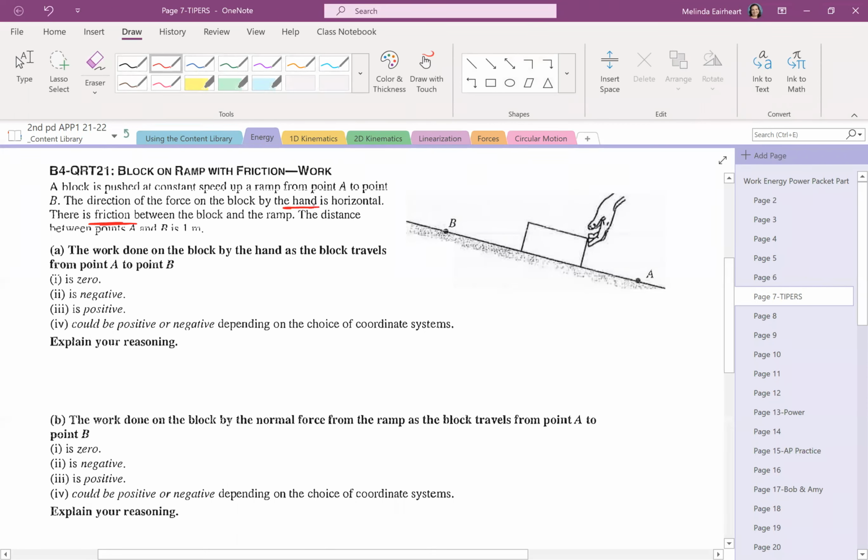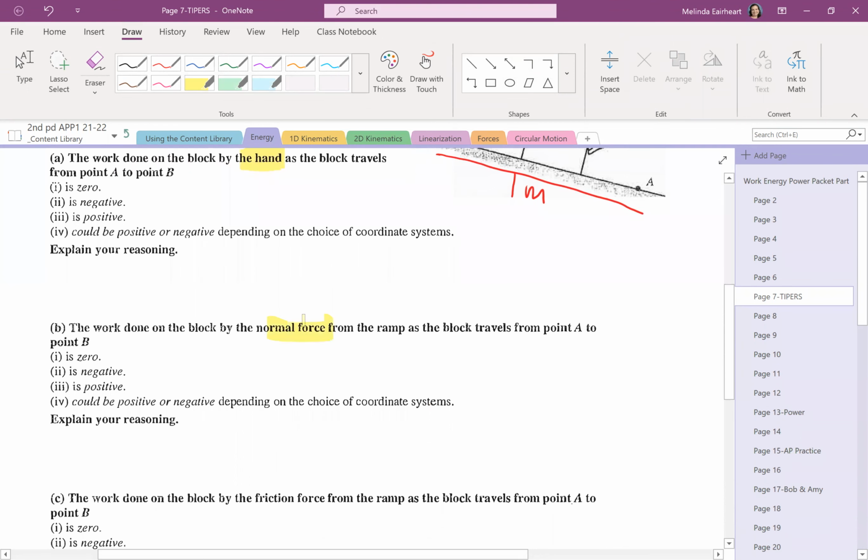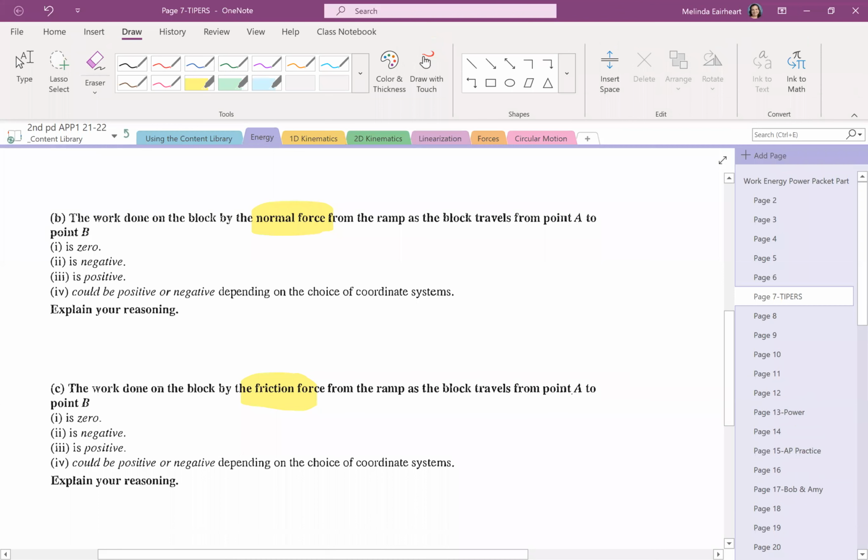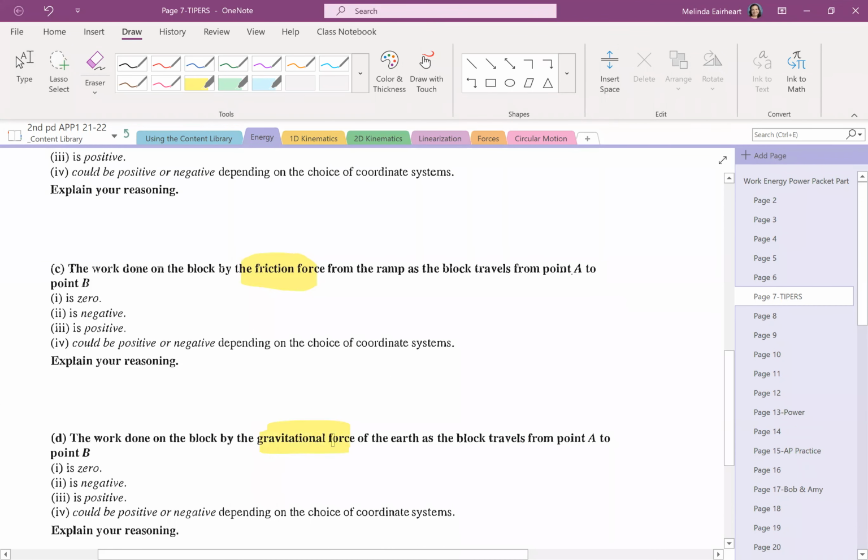We got an applied force by the hand, and it says the distance between A and B is 1 meter. Just keeping it nice if you wanted to do any work on it. The work done is what all the questions start with, but look at the "by." And so A is the work done on the block by the hand. B is by the normal force. C is by the frictional force. And then D is by the gravitational force.